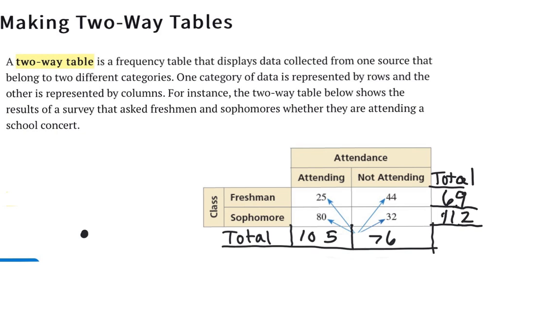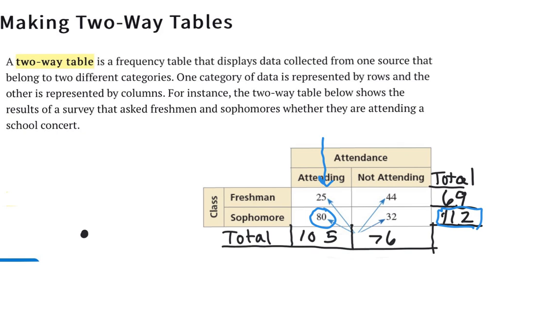You might be asked how many sophomores attended the dance. Well, that was our total number of sophomores. That would be our 112. Or you might be asked how many people attending the dance were sophomores. Well, then I'm going to look down at the attending the dance column and find the sophomores. 80 of those who attended were sophomores. We talk about this as a frequency table.